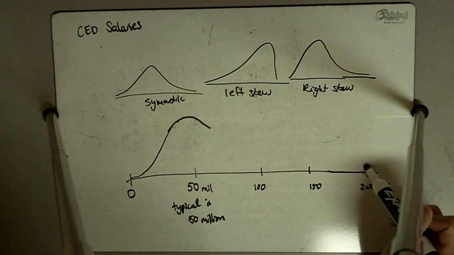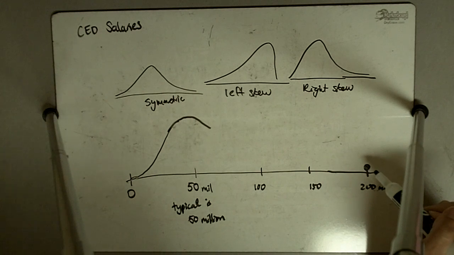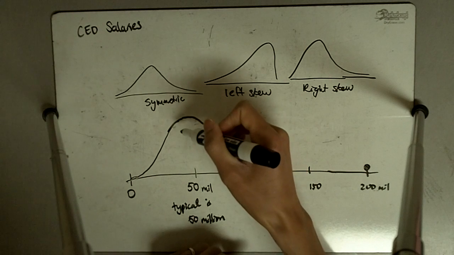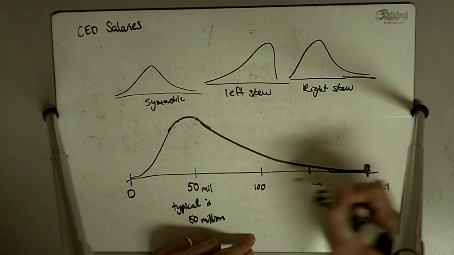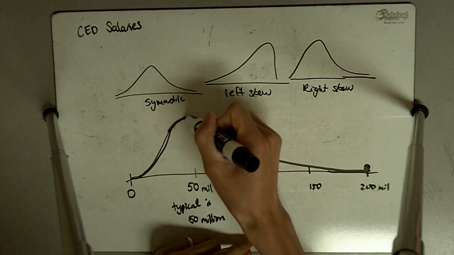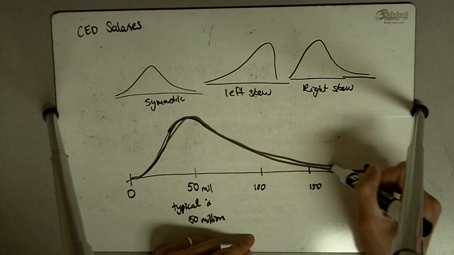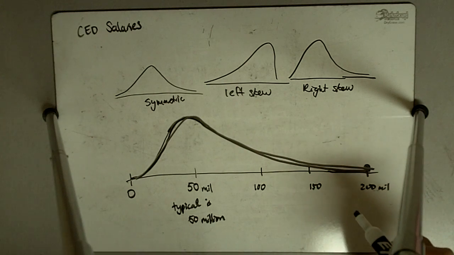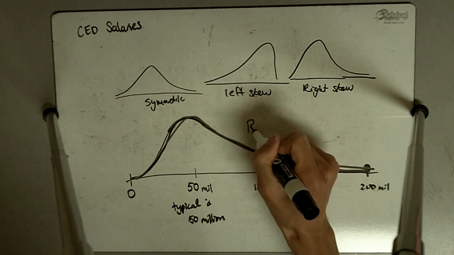But we do know that there is someone who's out at 200 million, and this says it's an outlier, meaning it's not typical towards the rest. So if we had to graph this, it would probably look something like this. Okay, so we would have most CEOs close to 50 million or so, and some CEOs having a lot more. Okay, and so this would be right skewed.